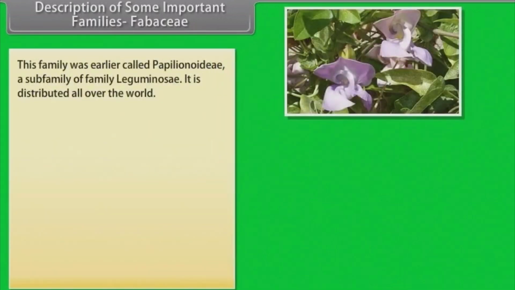Description of some important families. Fabaceae. This family was earlier called Papilionaceae, a subfamily of family Leguminosae. It is distributed all over the world.